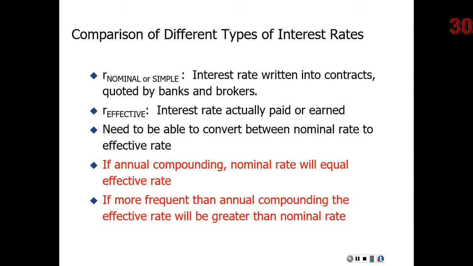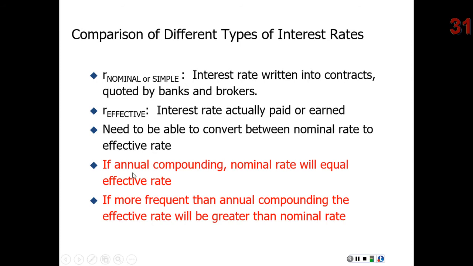The nominal rate of interest is the interest rate written into contracts. If you receive an interest rate quote, that's typically what you're going to receive. Nominal or simple interest does not take into account the effects of compounding. The effective interest rate is the rate that you're actually paying if you're borrowing money, or you're earning if you're depositing money. And the effective interest rate does take into account the effects of compounding.